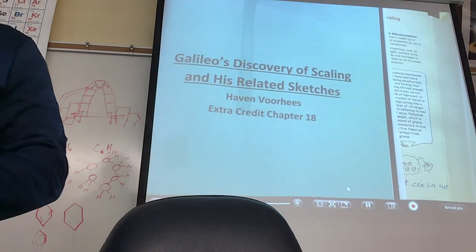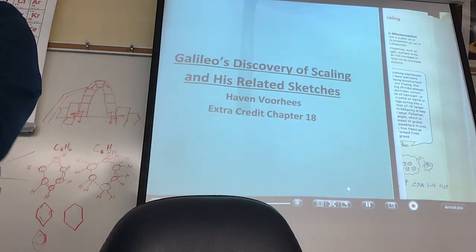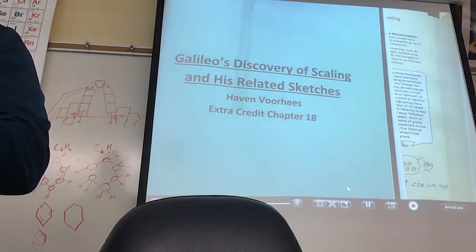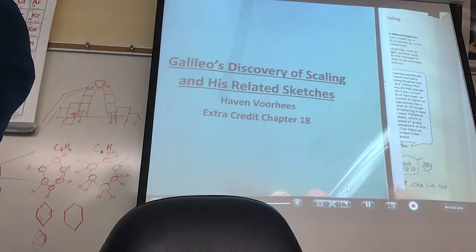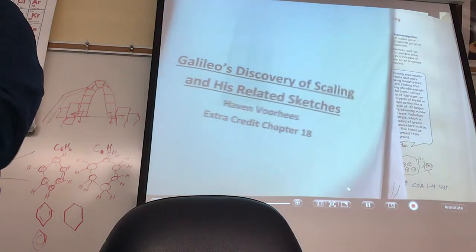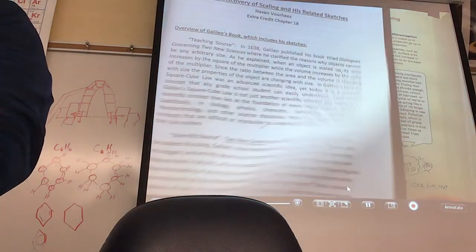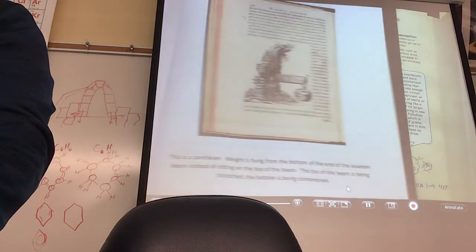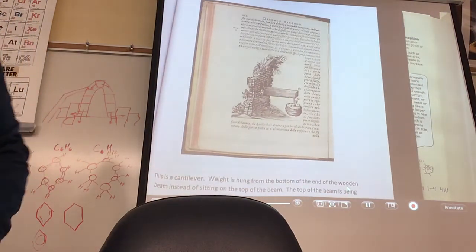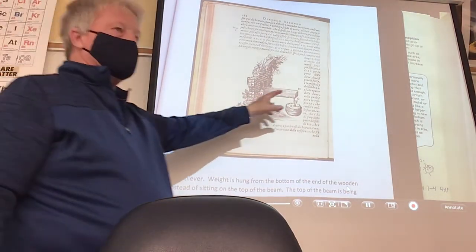Okay. Anyway, this student, many years ago, did enough research that they found some original text from Galileo. When you look in here, this is actually original text she just typed, and here's an actual picture. Notice they're showing a cantilever here, see that?